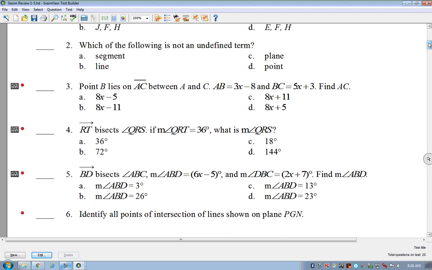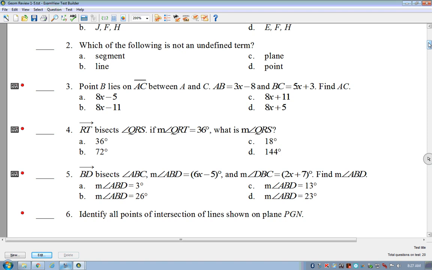Which set of the following is not an undefined term? We talked about undefined terms in our very, very first lesson. There were 3 things that we talked about that were undefined terms. What were they, Marcus? Lines, points, and planes. Lines, points, and planes. Okay.